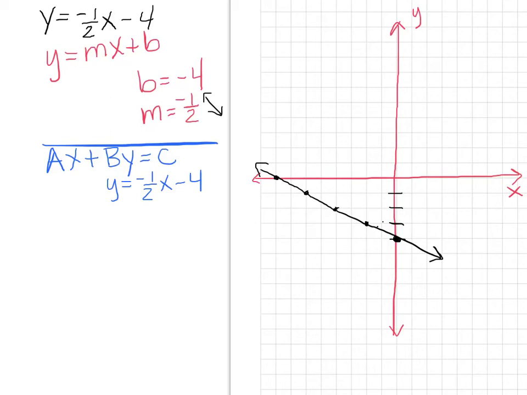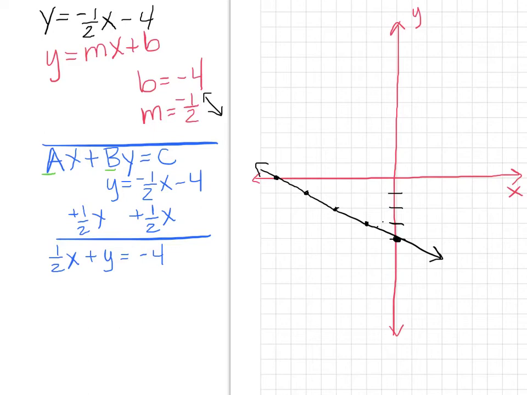So I want to move my x over to the left. In order to move my x, I'm going to add 1/2 x to both sides. And I end up with 1/2 x plus y is equal to -4. Okay, so now it's in standard form, but there is a catch. The catch is that the a and the b need to be whole numbers. So in order to make my a a whole number, I need to multiply my whole equation by 2.